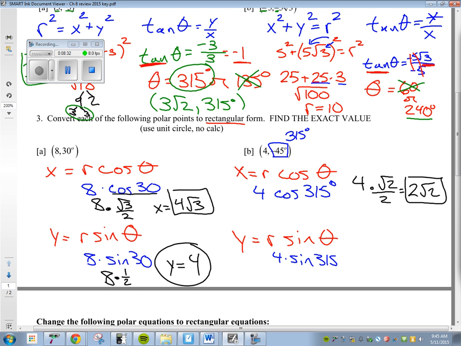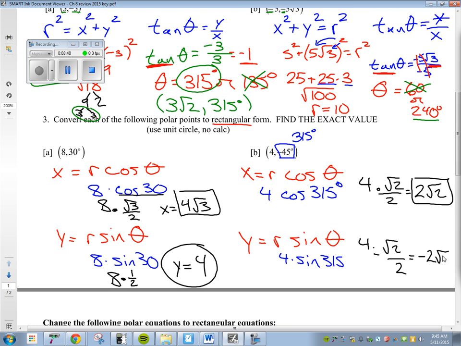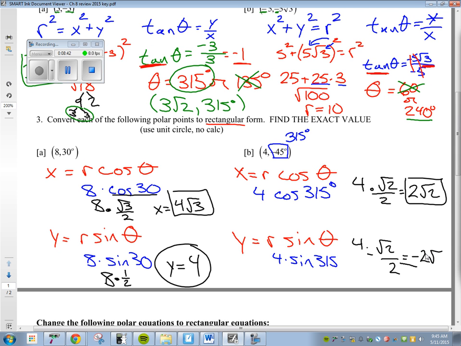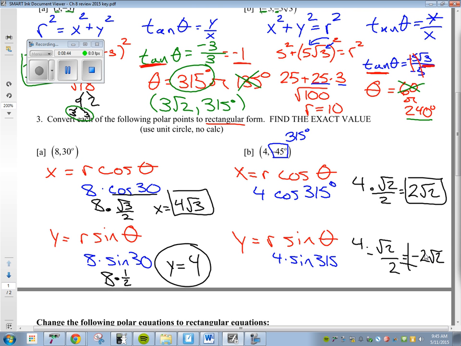And 4 sine of 315 would be 4 times radical 2 over 2 negative. So my final answer is negative 2 radical 2. There's my 4 answers. Questions on conversions?